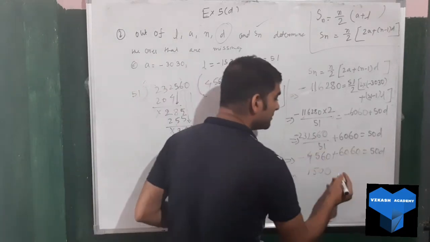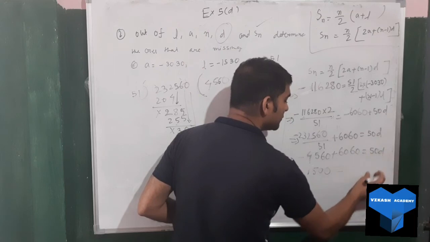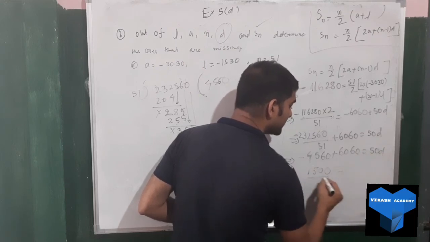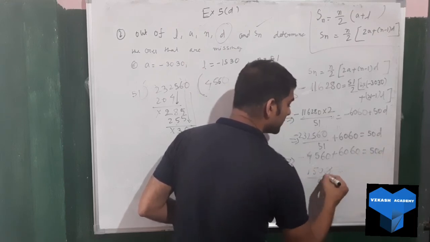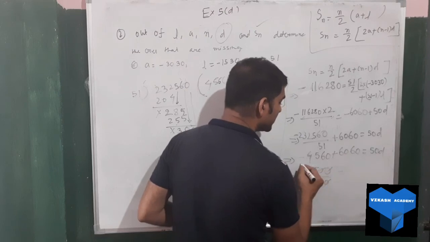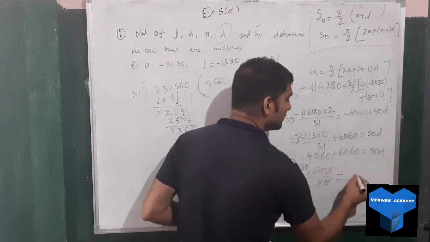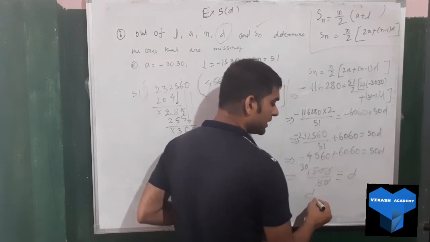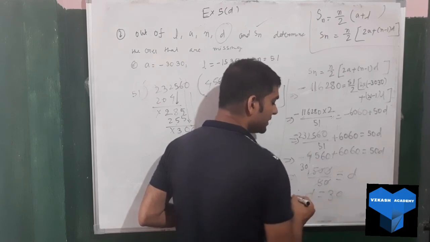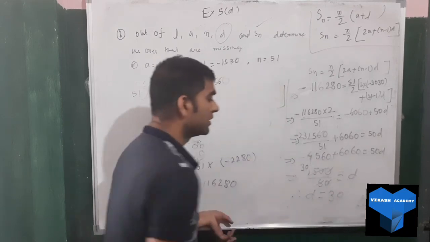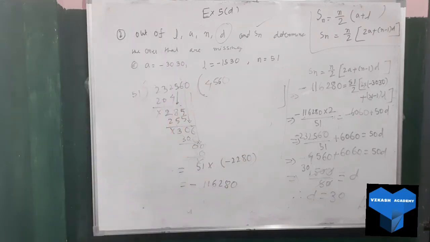Next, the 50 we will bring to this side, so it will divide. Cancel the 0, then 5 3s are 15. We got 30, so d is 30. So we got our d. I hope you are clear with this. We got d equal to 30 for this question.